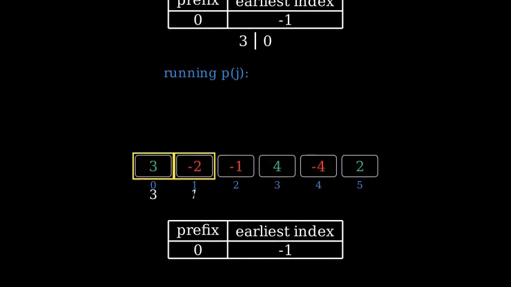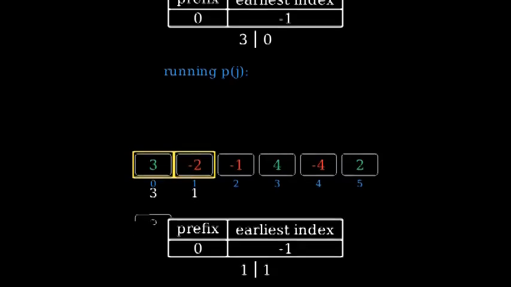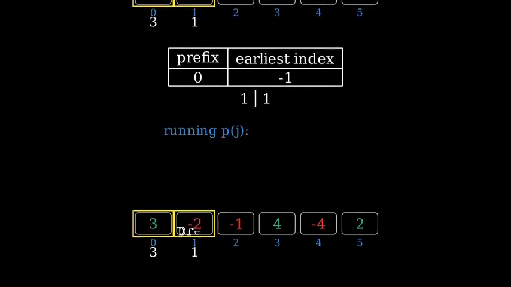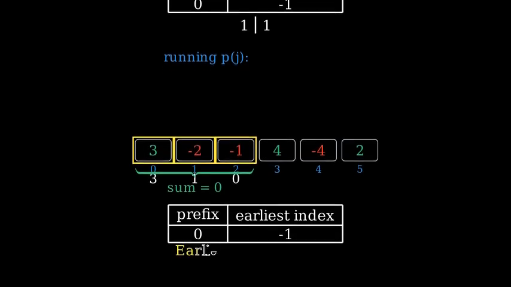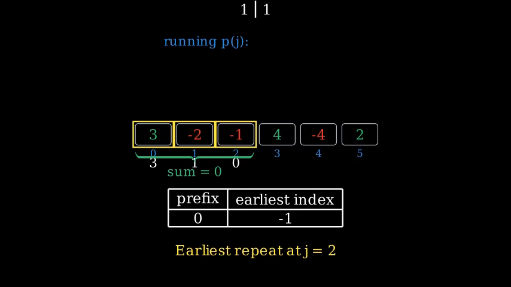At j equals 1, add -2. The prefix is 1, not seen, store 1 maps to 1. At j equals 2, add -1. The prefix is 0, already in the map at index -1. We just found the earliest repeat, at j equals 2. The zero-sum subarray is from index 0 to index 2.